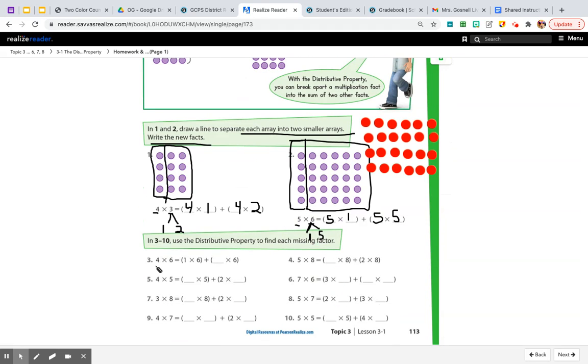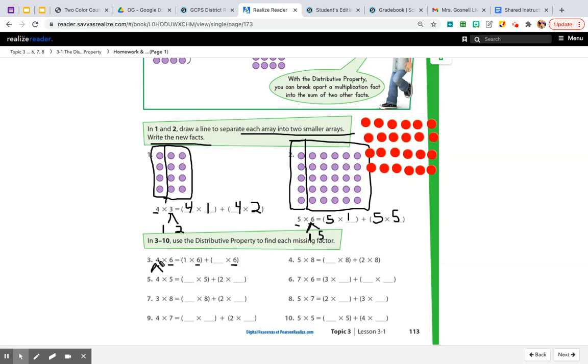All right, 4 rows represented here and 6 columns represented here as well. Now they already did the hard part. They split the array already. They split the multiplication fact already. As you can see, the 6 here represents the columns. So they decided to split the 4 here.